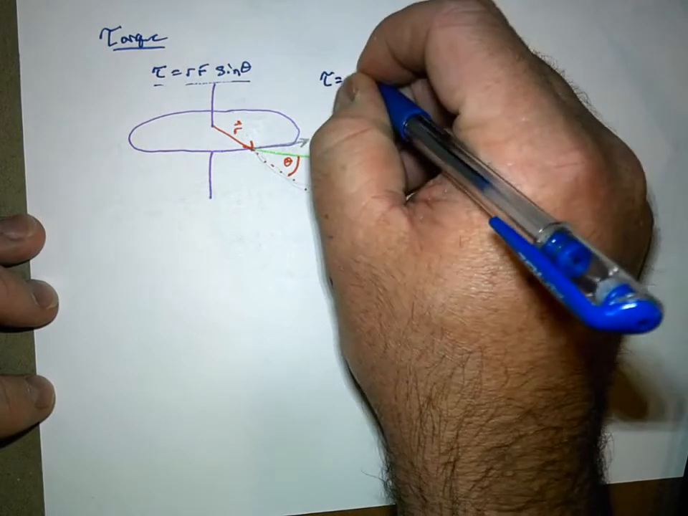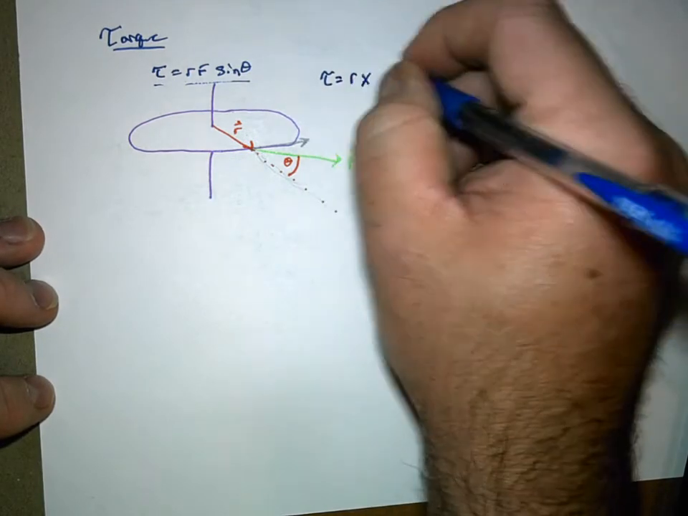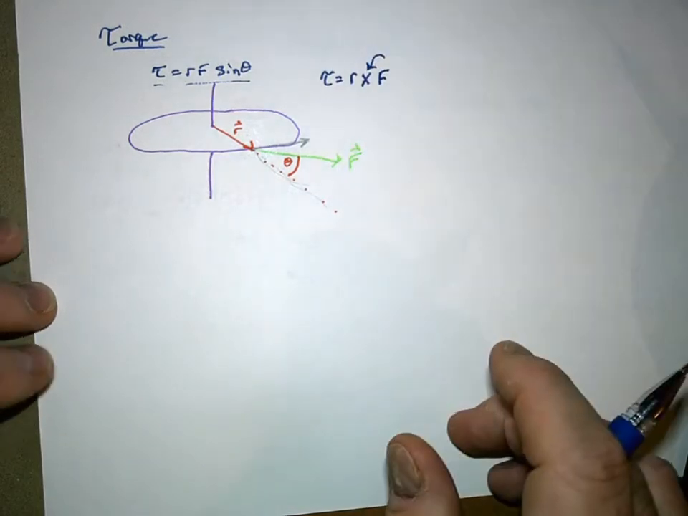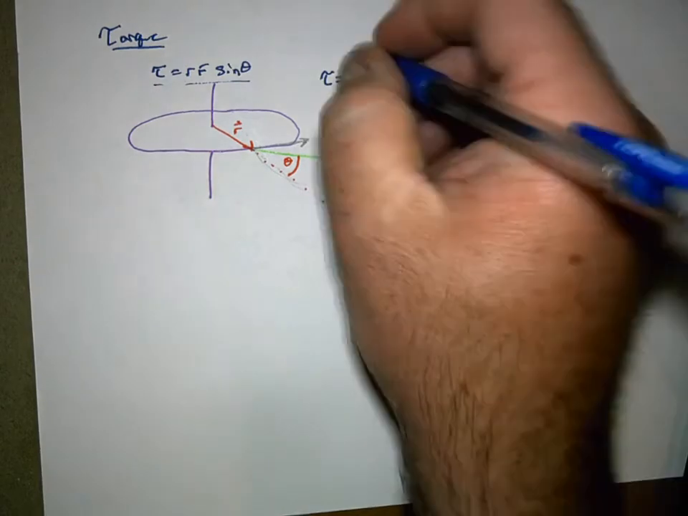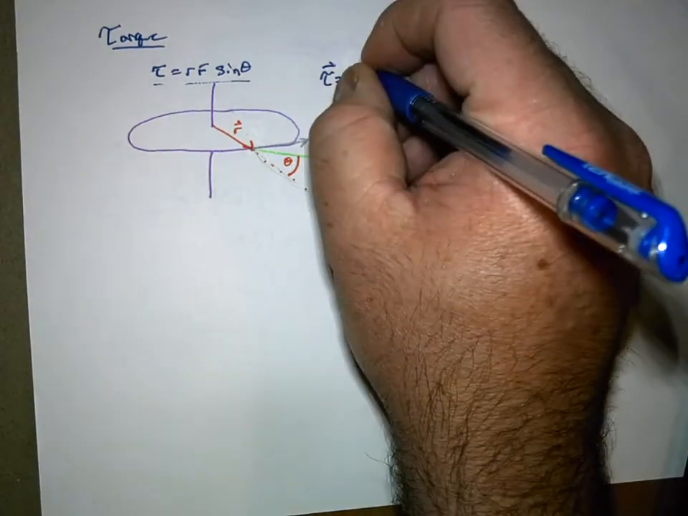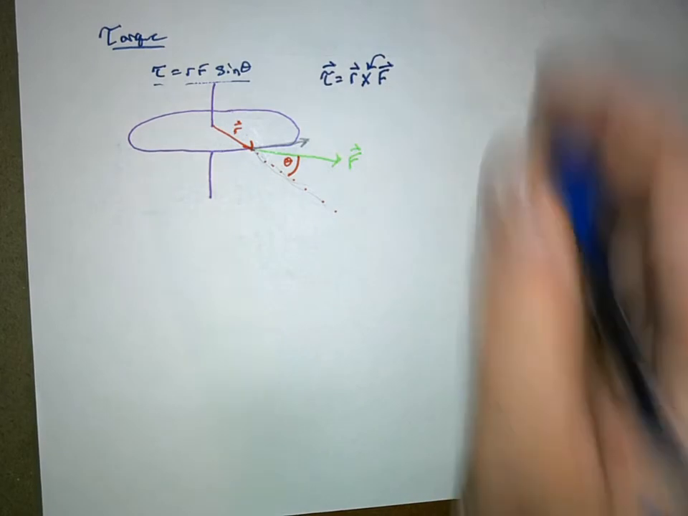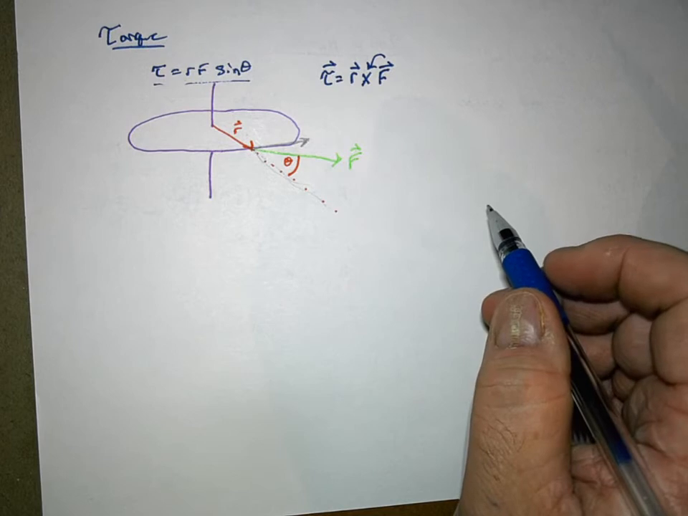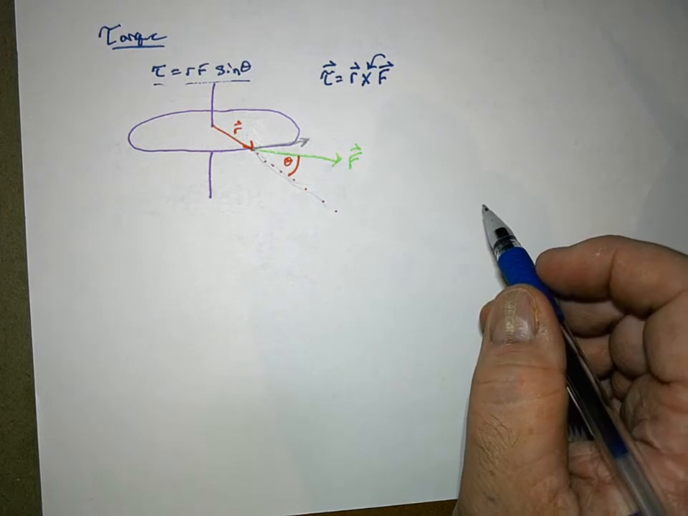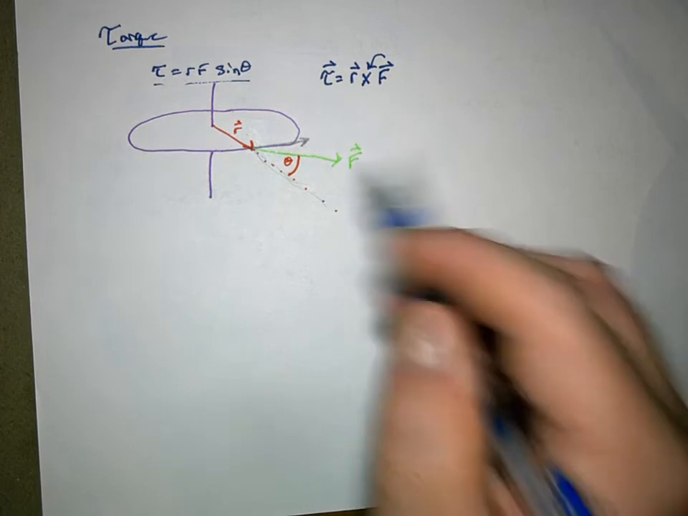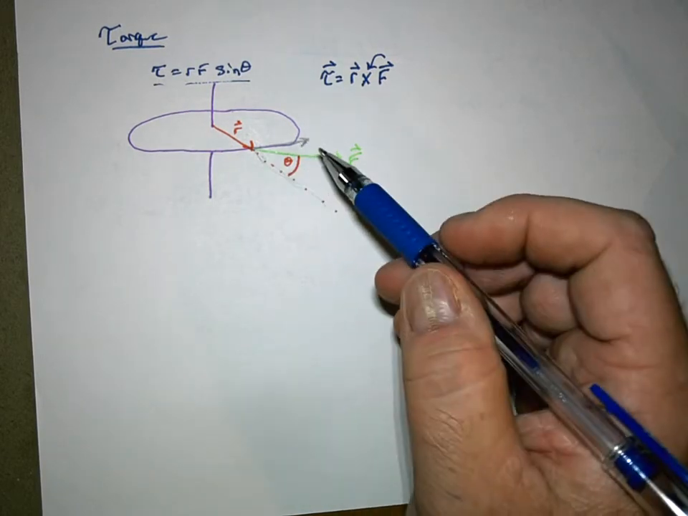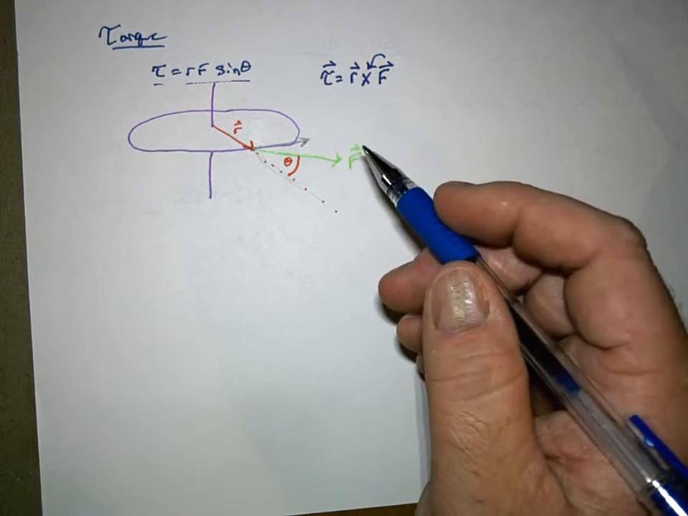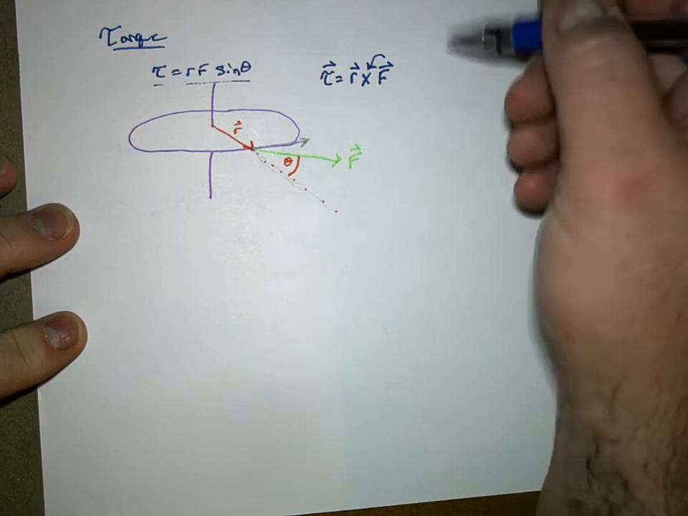equals R cross F, and we use this as a new operator which defines the torque vector as the radius in a cross product with the force vector. Now, this is still R times F, and so if you know that they are perpendicular to each other, then it's just straight up multiplication. And so that's why we call this cross product.